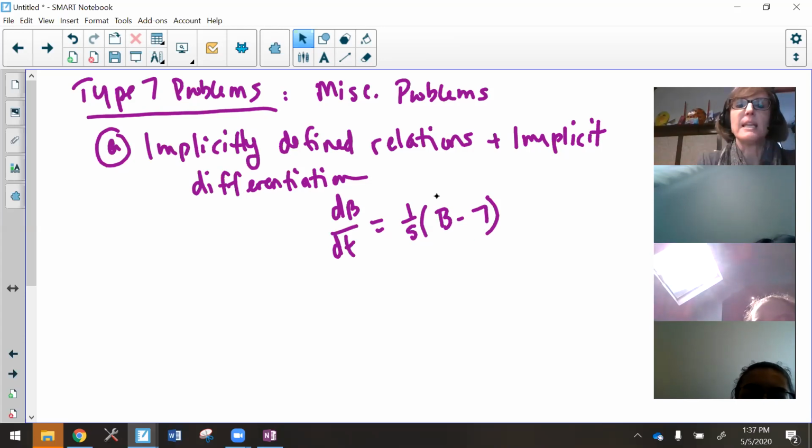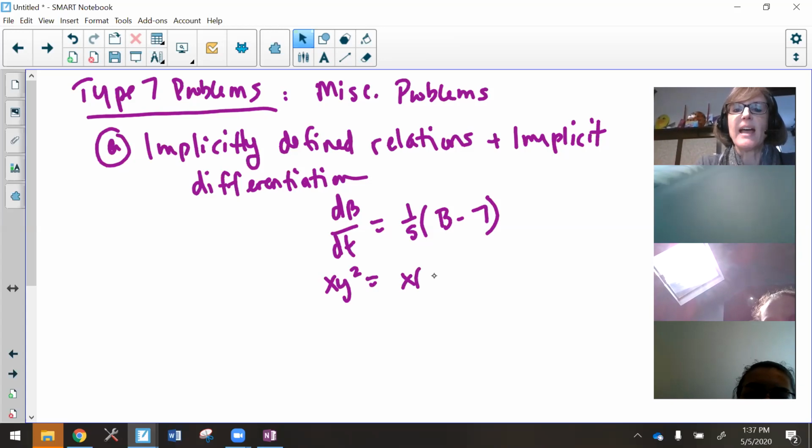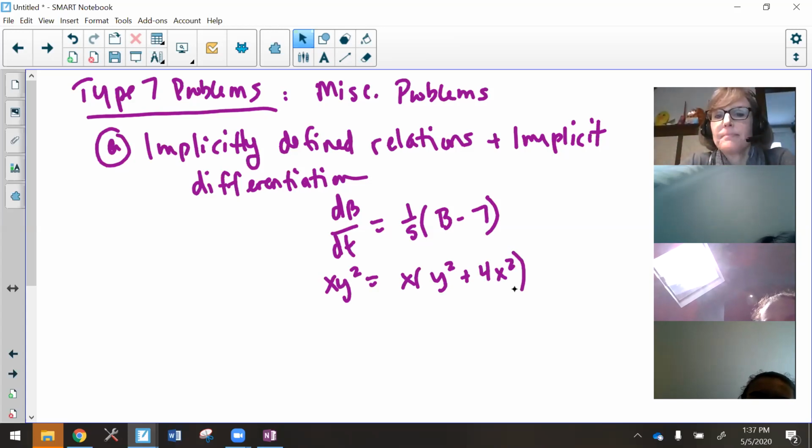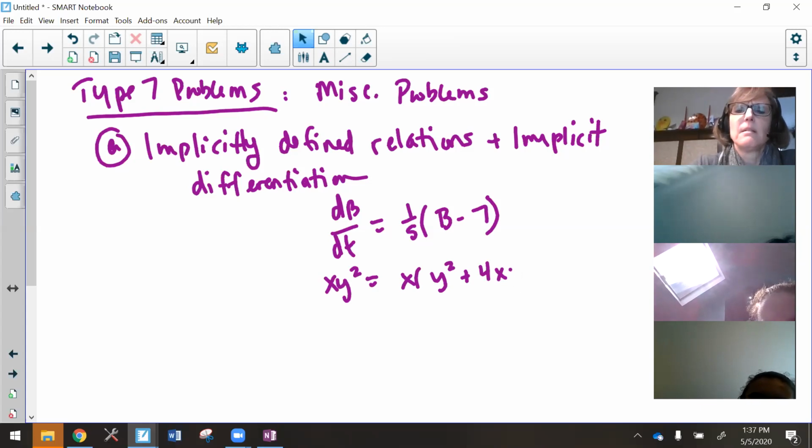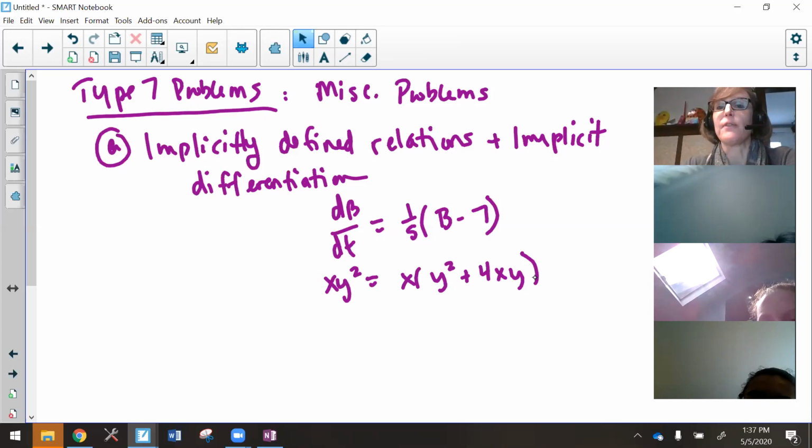We're also talking about the types of functions that look like this, where I can't really easily solve that, although in that case I might be able to solve it for y. Let me make it a little harder. Where I can't easily solve that for y, but I still want to know what dy/dx is.